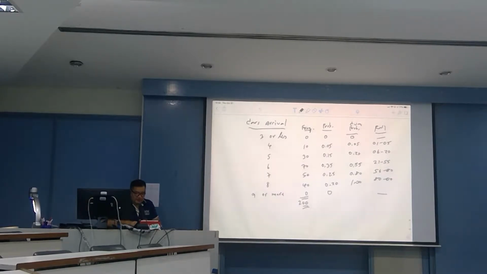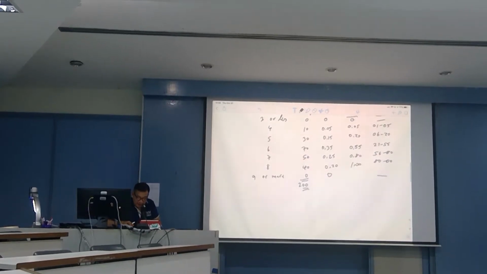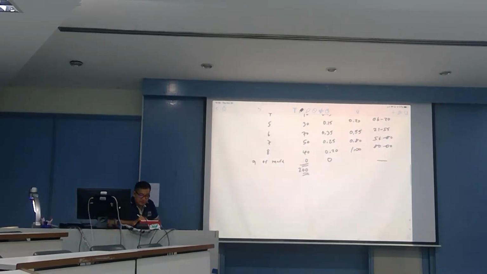So what's next after we talk about the car arrivals? Next is the payment method, right? So we're going to do it like that. We have the table for the payment method. Again, we have cash, and we have credit card.